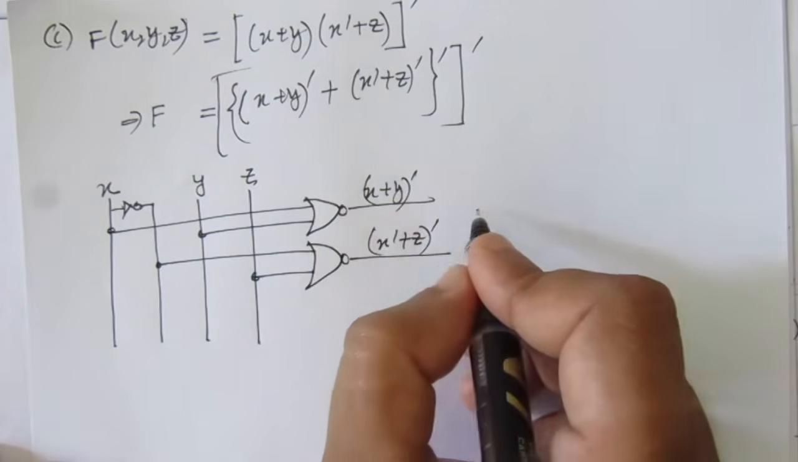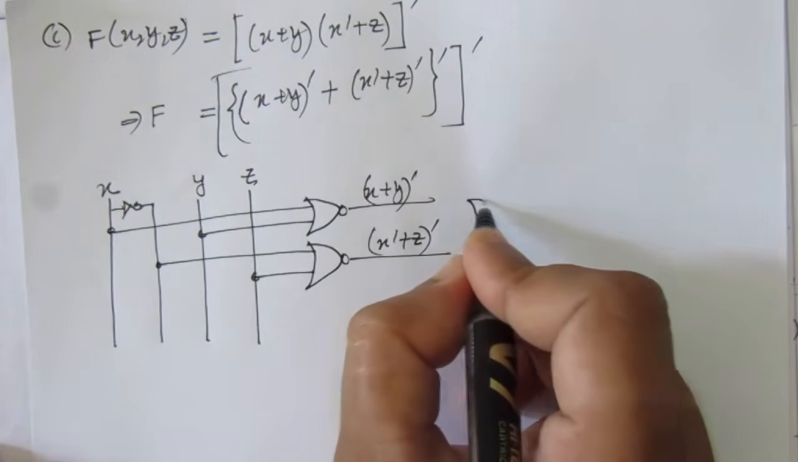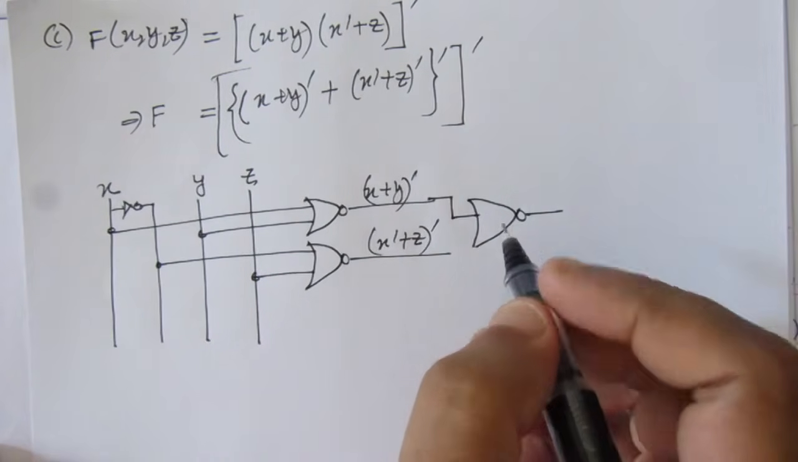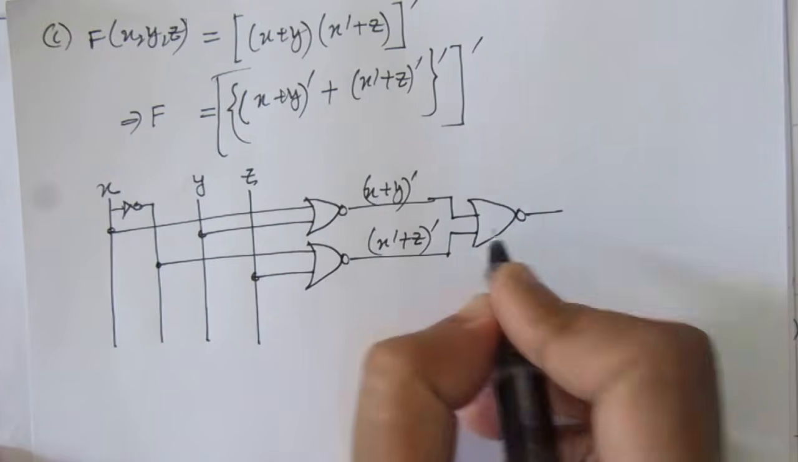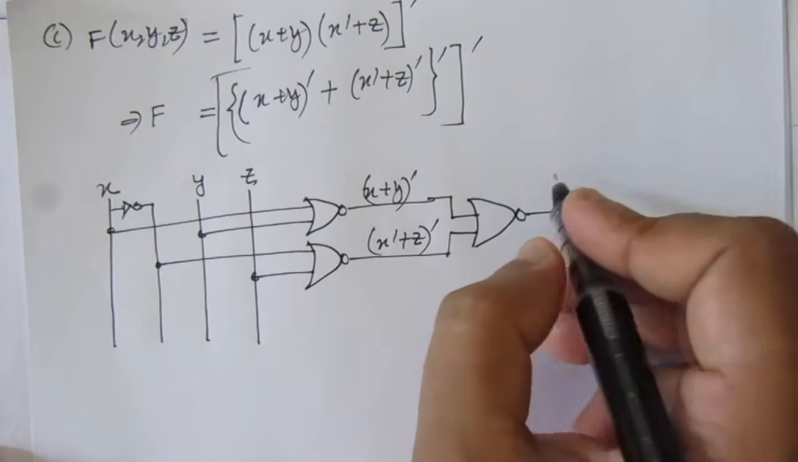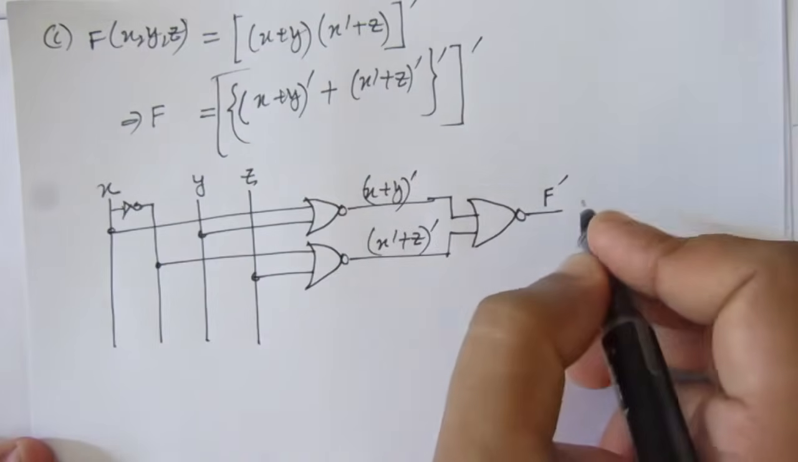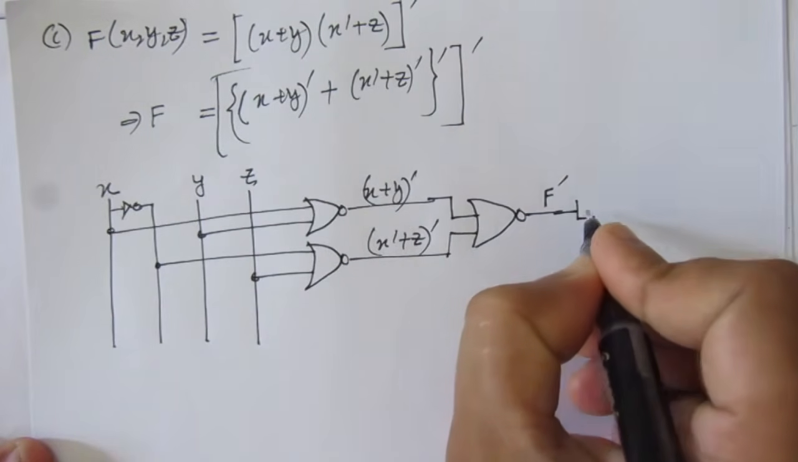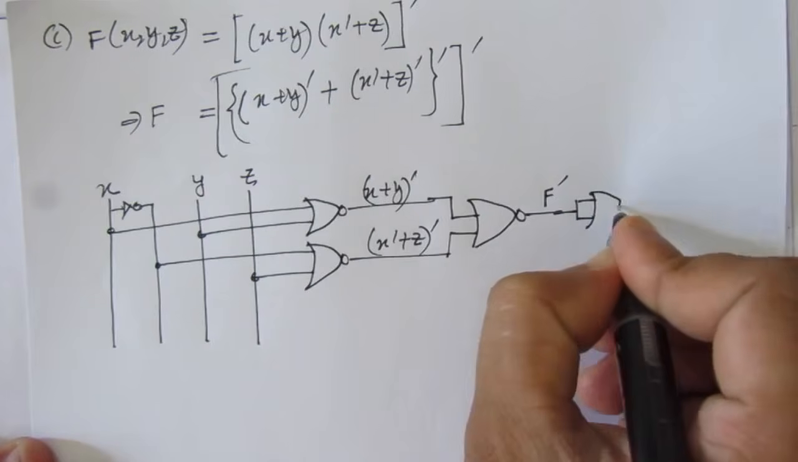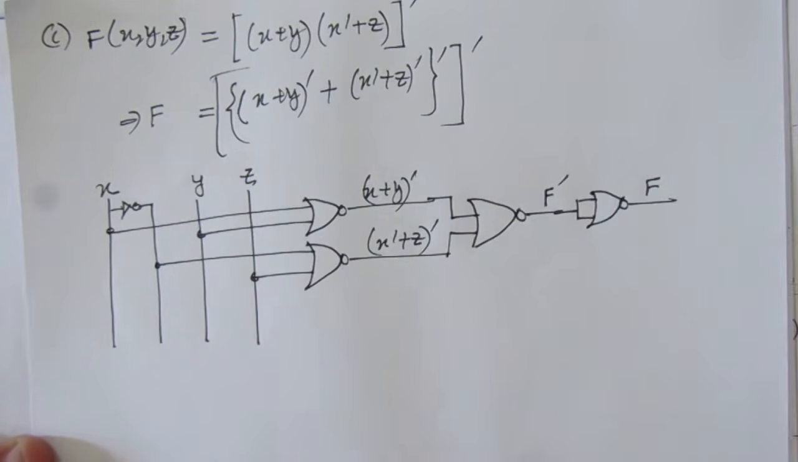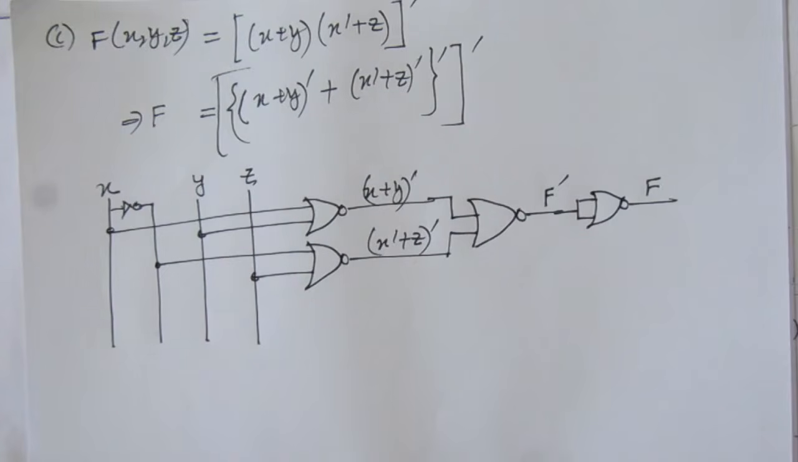Then if we use an inverter here, we'll get the complemented function, f bar. If we cancel this complement, we'll get f bar here. And if we use a 2 input NOR gate, we'll get f. So this is the circuit diagram of the given function.